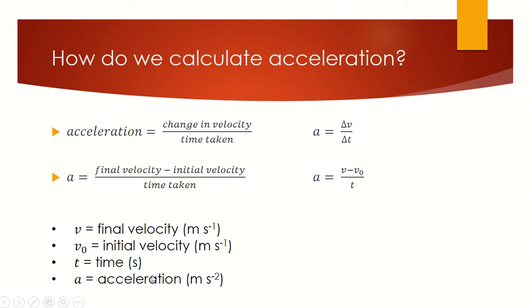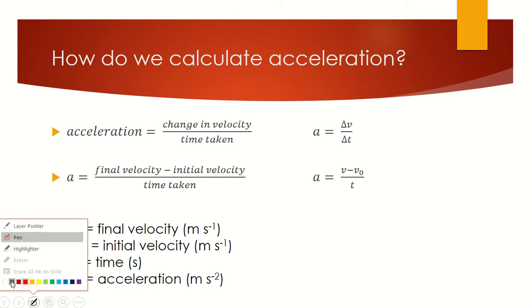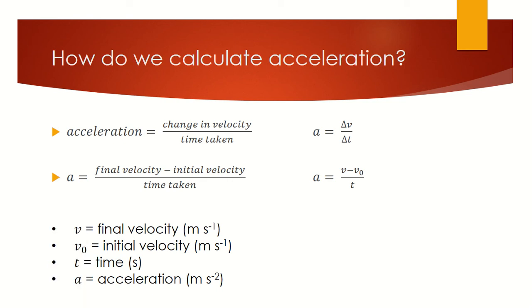And finally, the unit for acceleration is meters per second squared. The reason being is the following. Acceleration is a measure of change in velocity over a given amount of time. So the units for the top line of our acceleration formula is meters per second, and the units for our denominator is seconds. So acceleration is really meters per second per second.